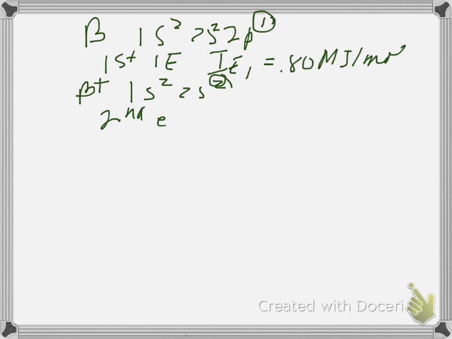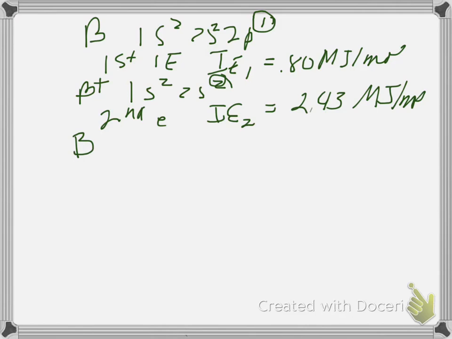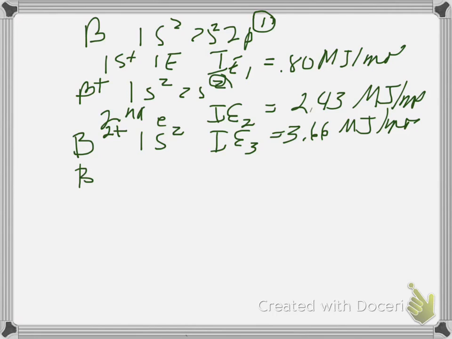And when that happens, the second ionization energy turns out is always going to be larger than the first. They're somewhat cumulative, 2.43 megajoules per mole. My third ionization energy, let's think about where boron is. It's got 3 valence electrons, right? So now I have a boron 2+, and I am going to remove that second 2s electron, and this is what I'm going to end up with. So this is ionization energy 3, and this is 3.66 megajoules per mole.